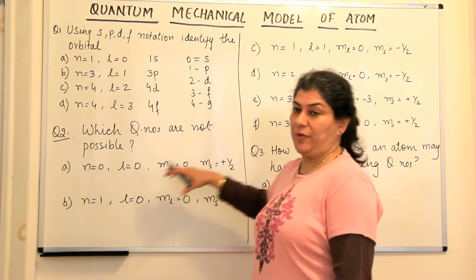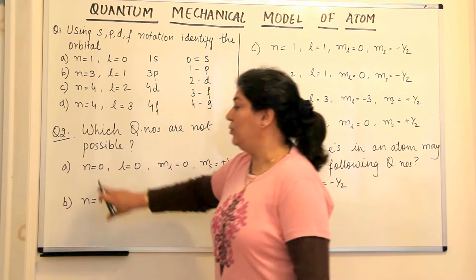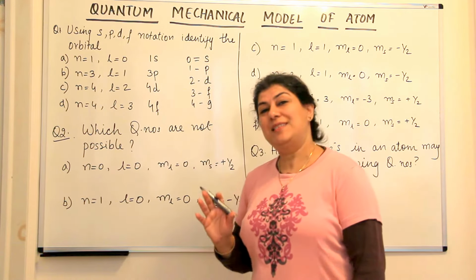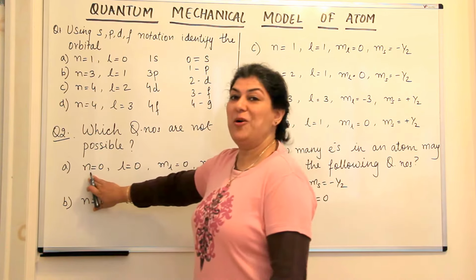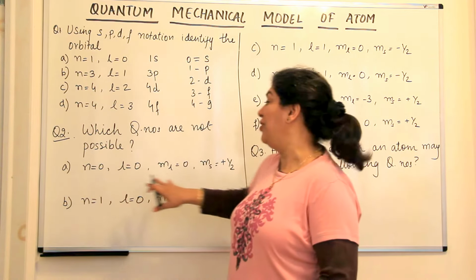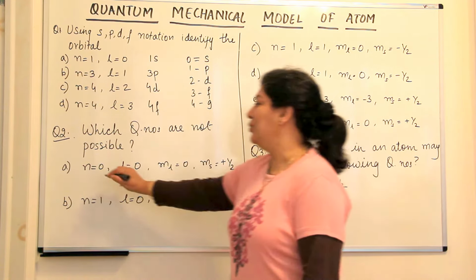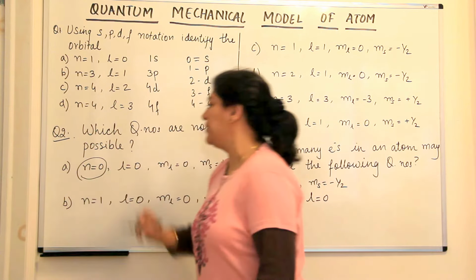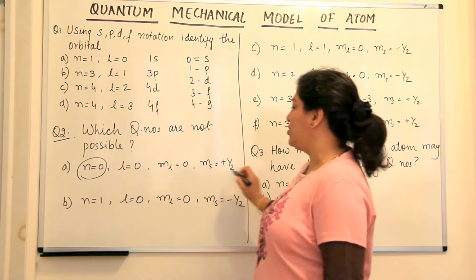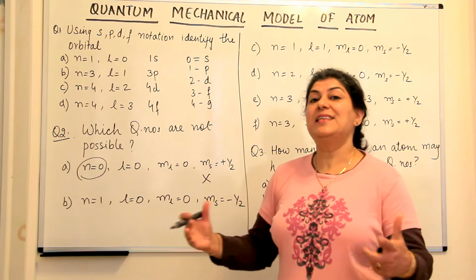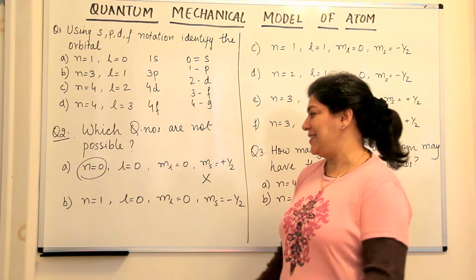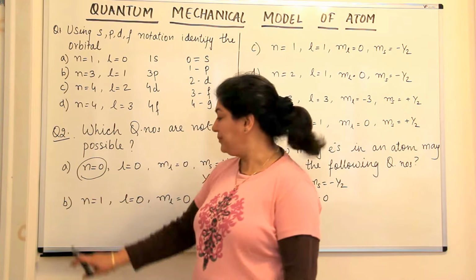So we'll move stepwise. N is 0. It means there is no shell. If there is no shell, then how can there be subshells and how can there be orbitals? So the very first one, the error is here, that this set of quantum numbers is not possible. N is equal to 0 cannot exist. Come to the next problem.